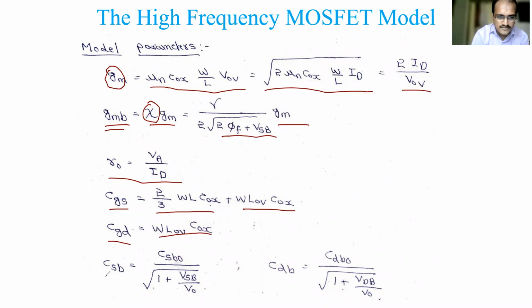Then CSB and CDB, this also we have done. CSB is CSB0 by the square root of 1 plus VSB by V0, and CDB is CDB0 by the square root of 1 plus VDB by V0. So these are the parameters of the high frequency model and how to calculate them. We started off by calculating the internal capacitances, we have seen that, and then we took the hybrid pi model, the frequency model, and simplified it for our manual analysis. So this is it for today. Next class, we'll be looking at the frequency response of the common source amplifier.